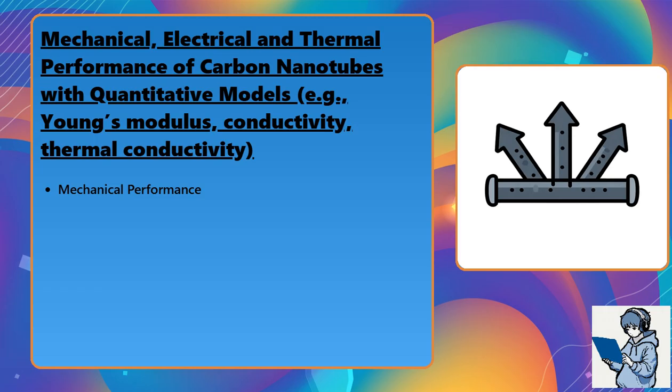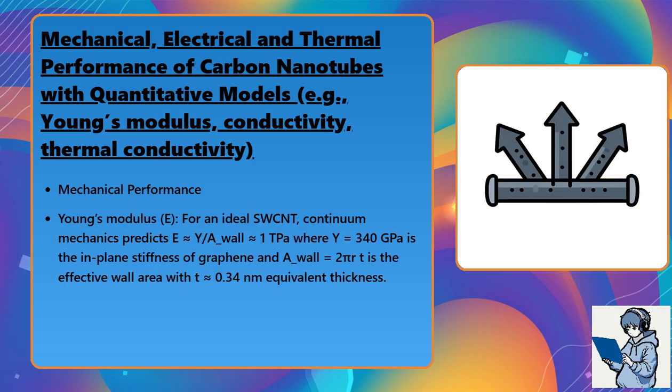Mechanical performance. Young's modulus, E, for an ideal single-walled carbon nanotube. Continuum mechanics predicts E approximately equal to Y divided by A wall, approximately 1 terapascal. Y equals 340 gigapascals, the in-plane stiffness of graphene, and A wall equals 2 pi R T, the effective wall area with T approximately 0.34 nanometers.